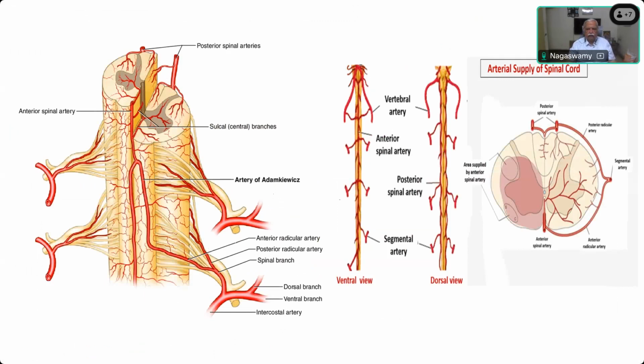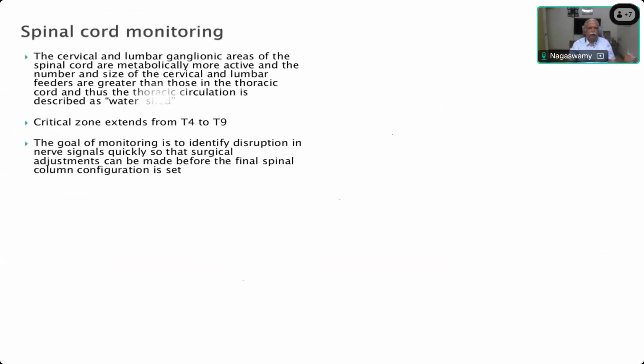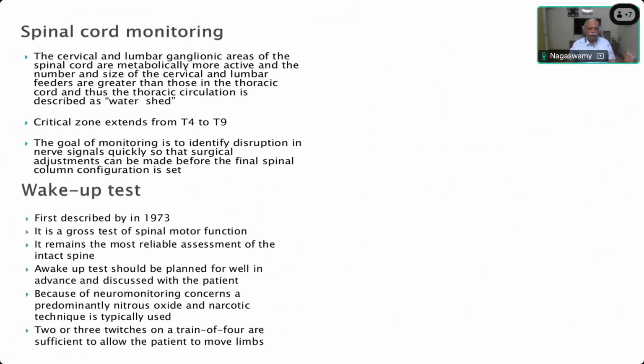And the areas that are being supplied, and what will happen if there is ischemia, all that you have to read about. In spinal cord monitoring, you can monitor the critical zone areas from T4 to T9. The goal of monitoring is to identify any disruption in nerve signals quickly so that surgical adjustment can be made on the table itself.